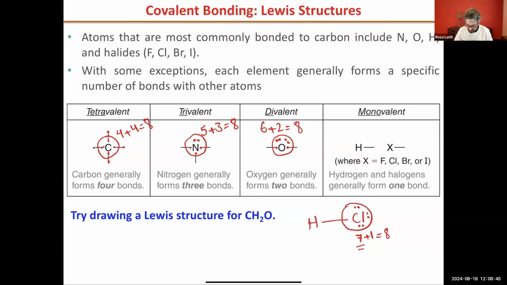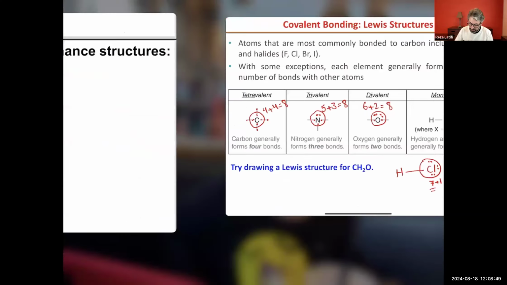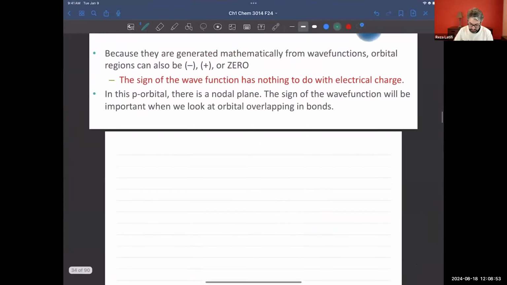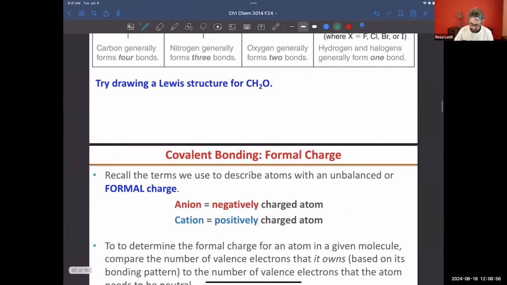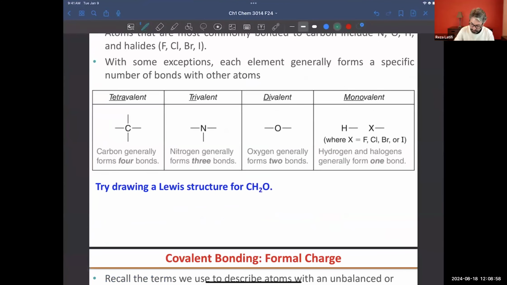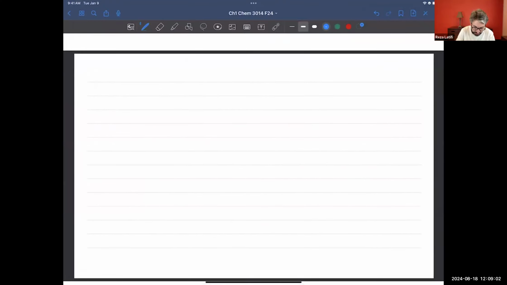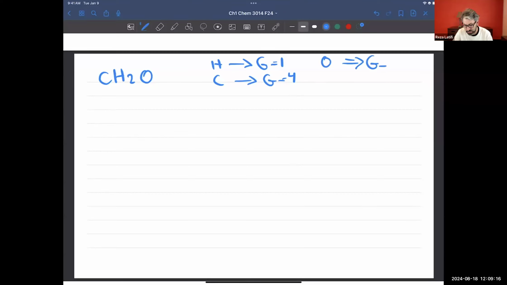Okay. There's an example here. It says CH2O. Get the Lewis structure for it. So let's go after it. Okay, so the example that we have will be this. We have CH2O: hydrogen group 1, carbon group 4, and oxygen group 6.